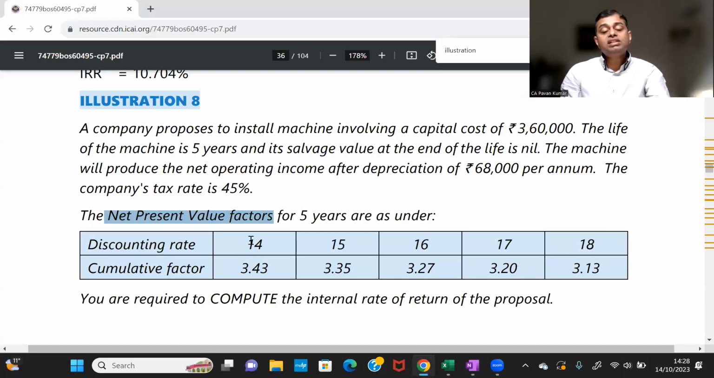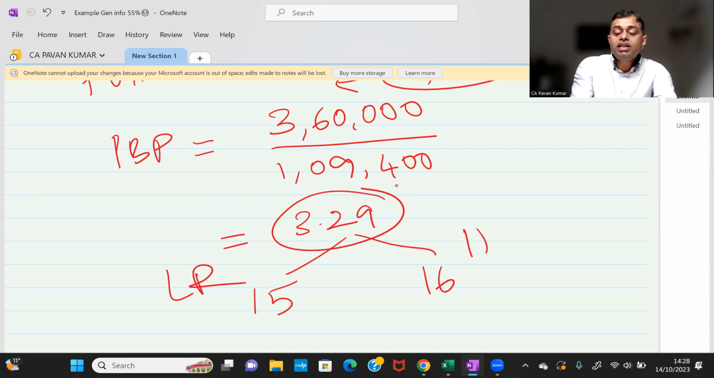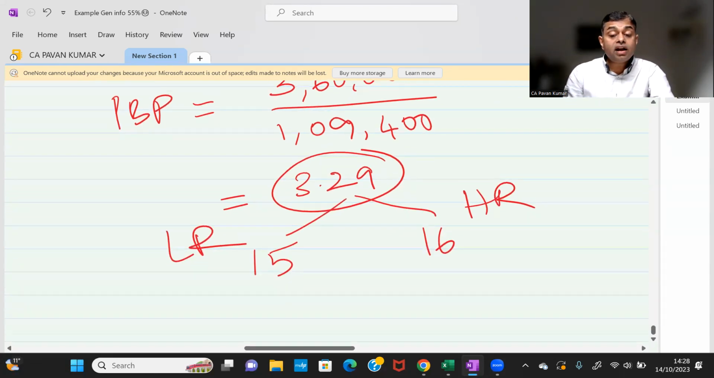Now you can see it here itself. They have given the table here. 15%, 3.35. 16%, 3.27. I want 3.29. So 3.29 lies between 15 and 16. So 15 is my lower rate. 16 is my higher rate. Now calculate two NPVs, then calculate IRR.